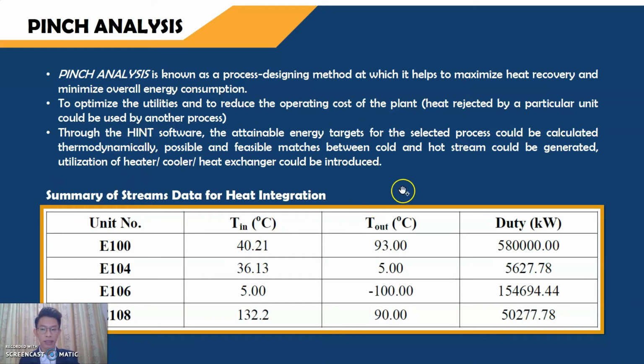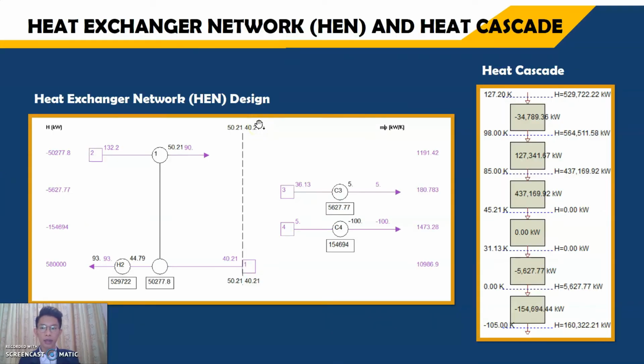So this is basically the summary of the 4 streams data that we use for the heat integration for this project. Let us take a look at the heat exchanger network and the heat cascade. Based on the heat exchanger network design generated at the delta T min of 10 degrees Celsius, we can observe that one heat exchanger is introduced to the system along with one heater and another 2 coolers, while the heat cascade diagram shows that the pinch temperature is at 45.21 degrees Celsius.